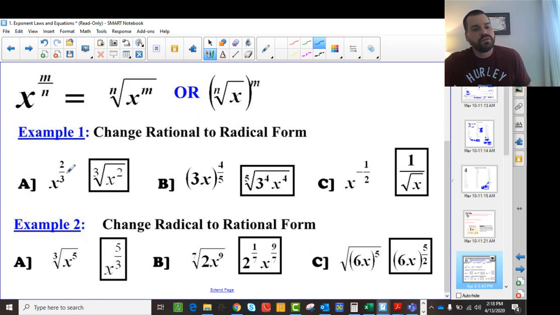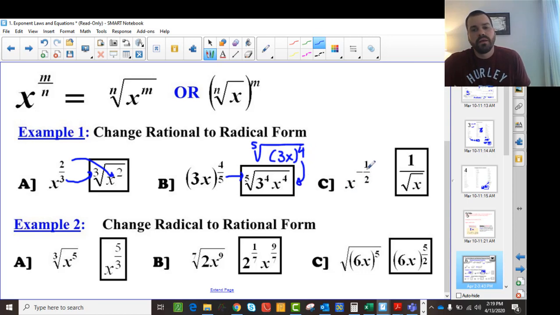Okay, so this shows you again, but we'll do a few examples so you can see. So x to the 2/3, the index becomes the denominator, so it's the cube root, and then the numerator becomes a power. 3x to the 4/5, we write that as the 5th root of 3x to the 4th. You could write it like this, so you could write it in here like so, or you can write it like that, either way.